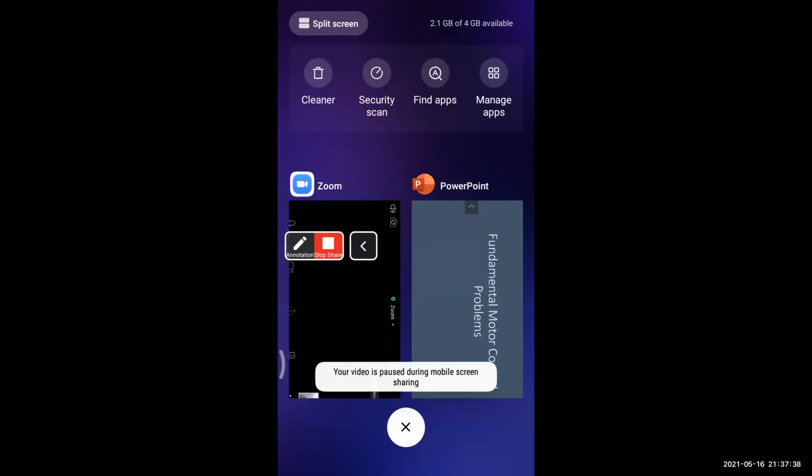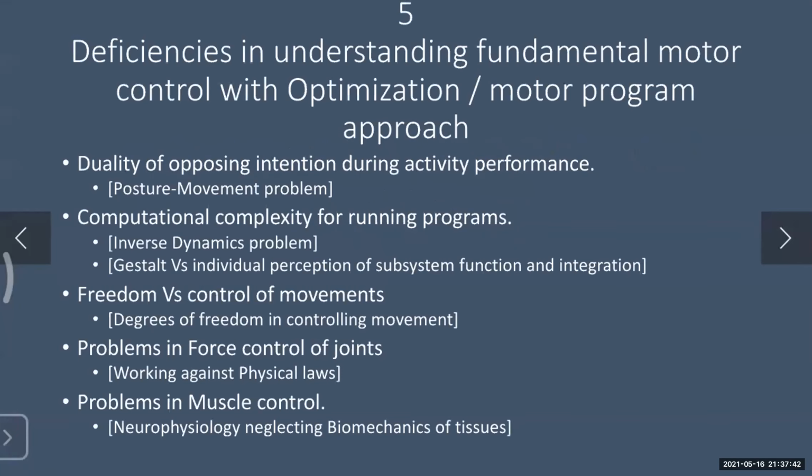Okay, right. I had shortlisted five problems, and there could be more. Researchers have identified different kinds of problems with the motor programming model in controlling the muscle. I'll read them out and then we'll go into each one. The first one: if there are two intentions which are opposite in nature at the same time, I want to do two things, but performance of one will affect the other, then how does the brain solve it? That was not told by the motor programming model. That is one of the major examples, called the posture movement problem.